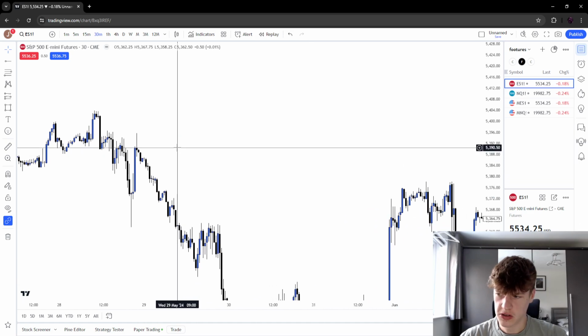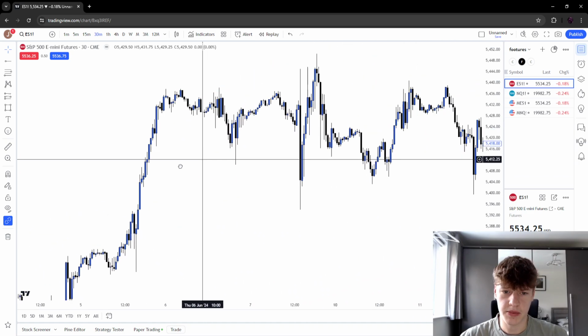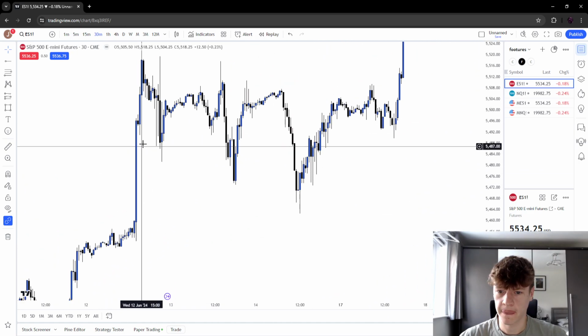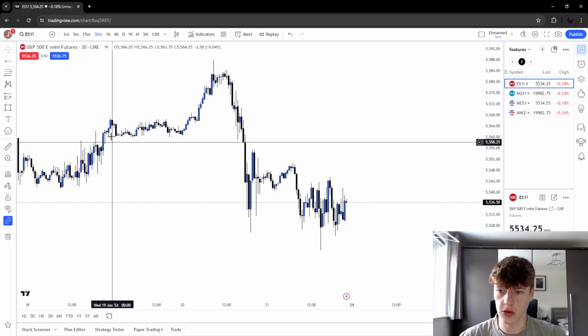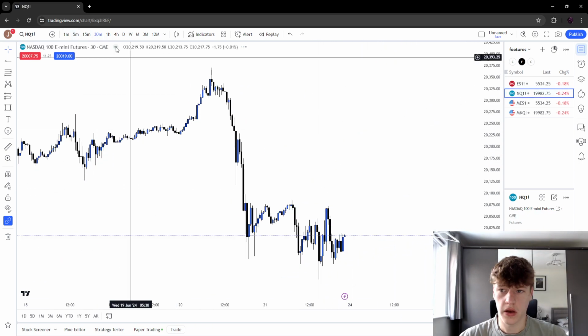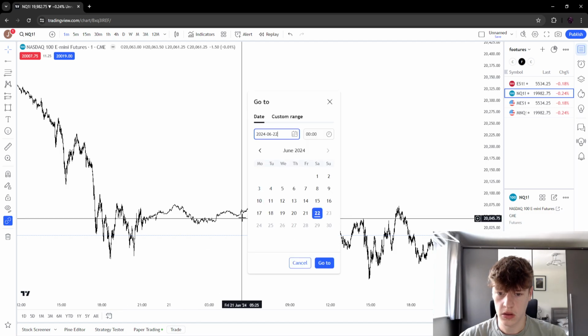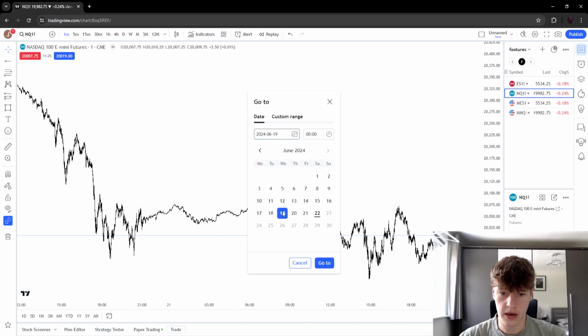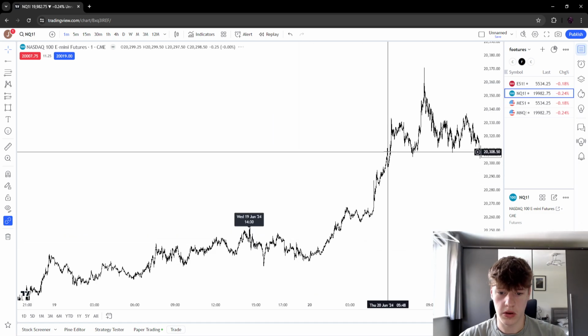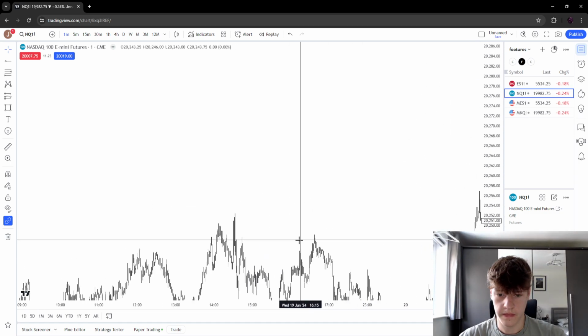I don't use order blocks that often in my trade recaps. But on Wednesday, I think I used one quite well. We can have a look. Go to Wednesday at 2:30. There's market open.